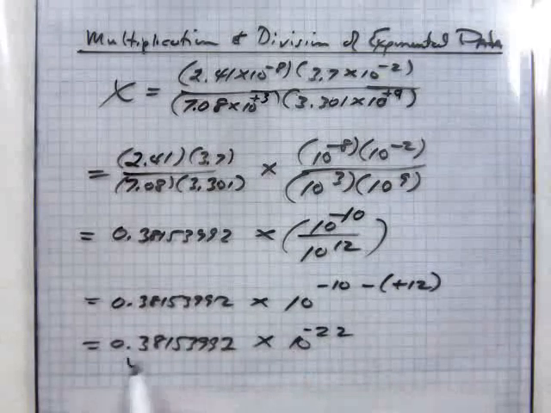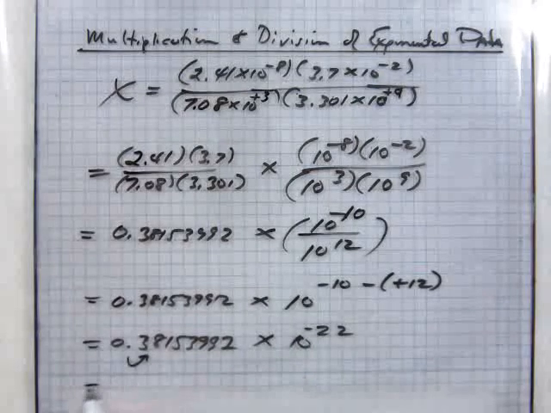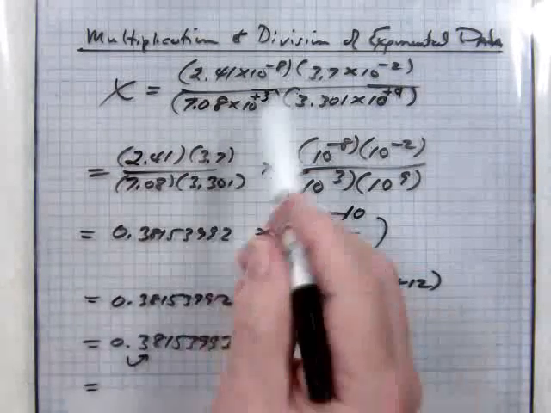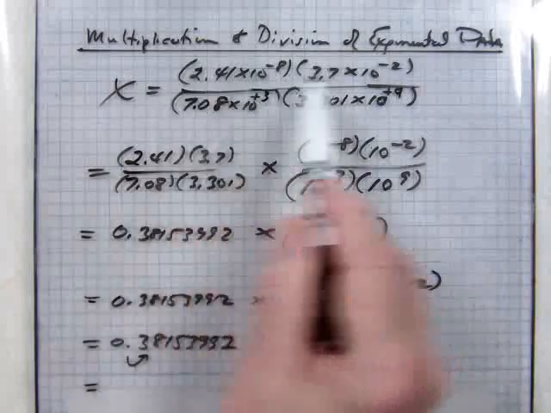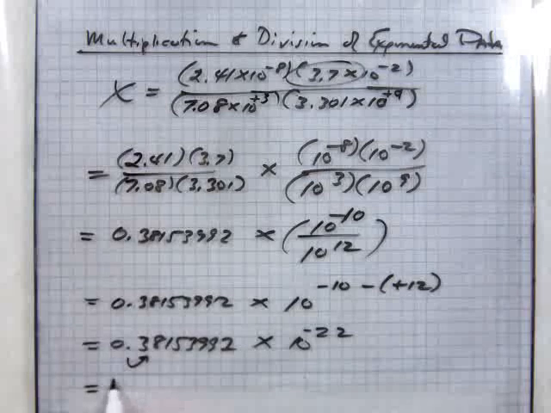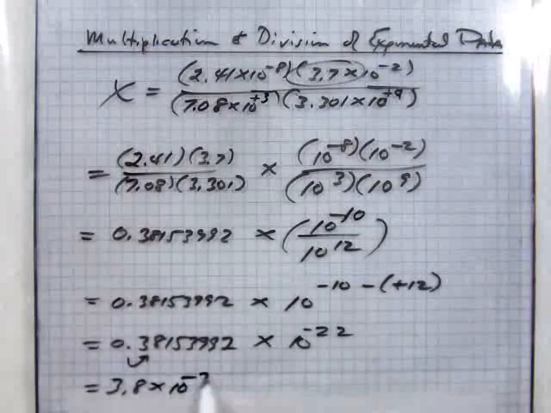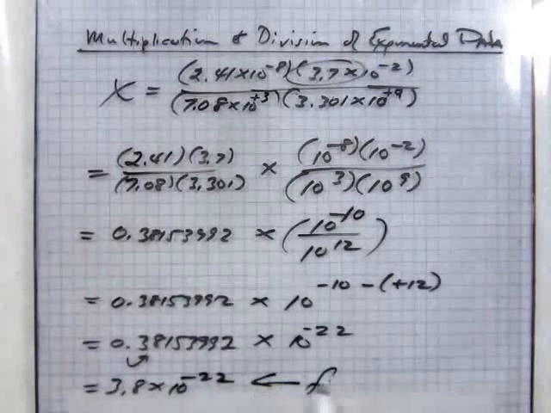Now then you want to put it in standard form, and for whatever reason we didn't, you want to round it to the least number of significant figures. Well, that of course is the 2 right there, so it'll be 3.8. Let's see, 5 goes to 2, so you want to get the 8 up, times 10 to the minus 22 is your final answer.